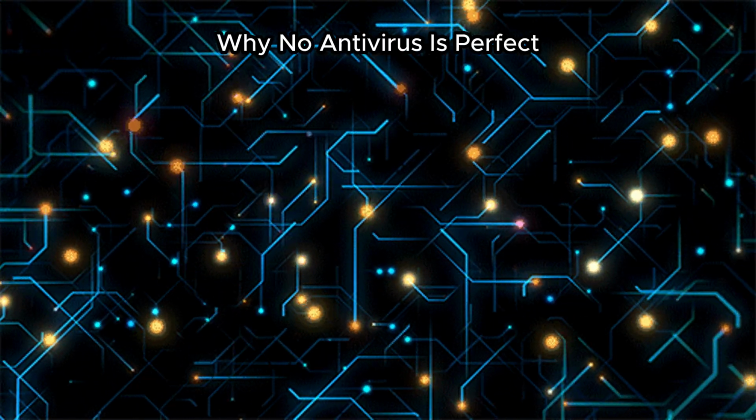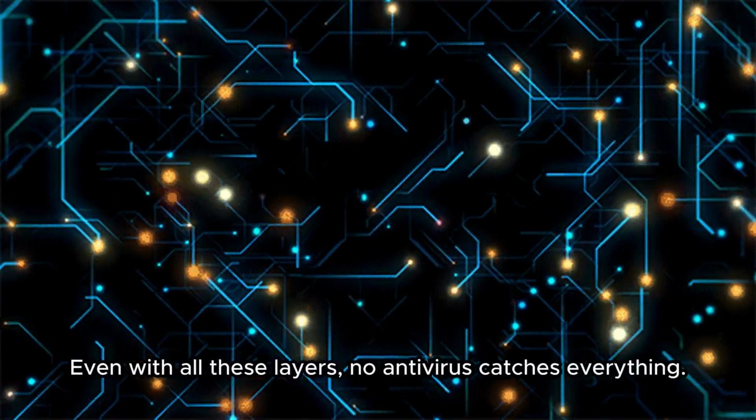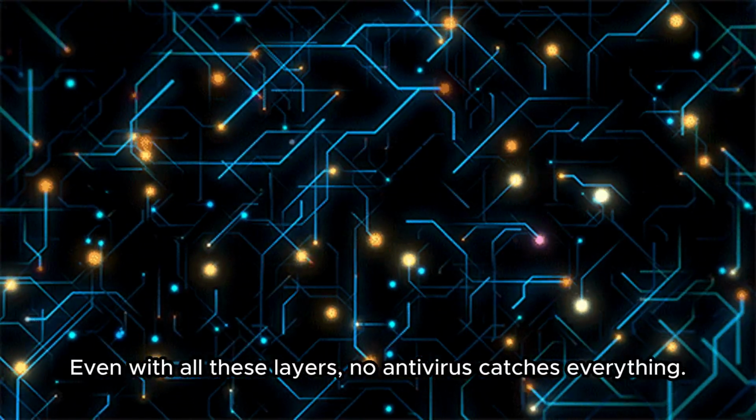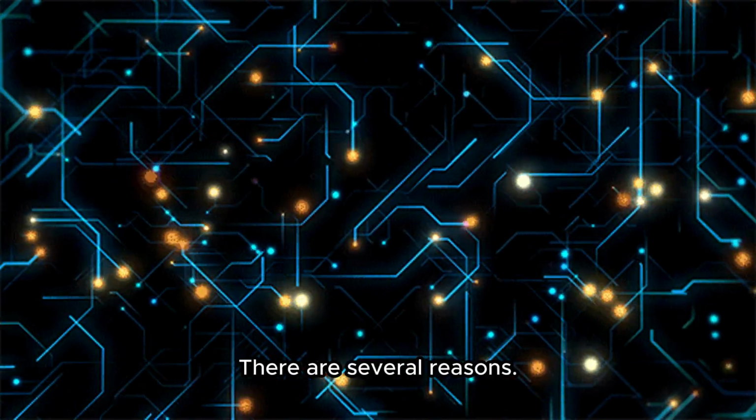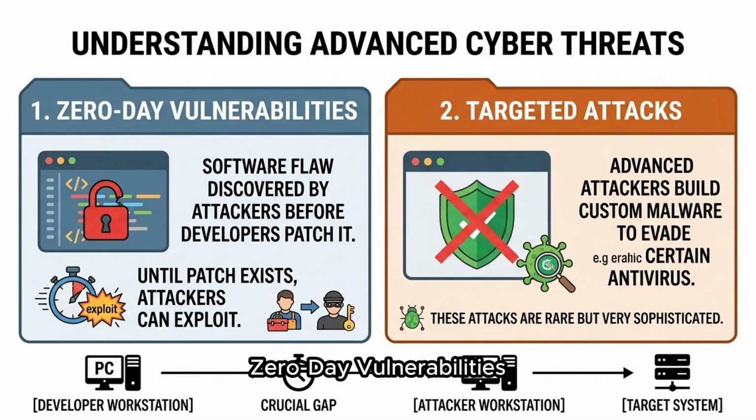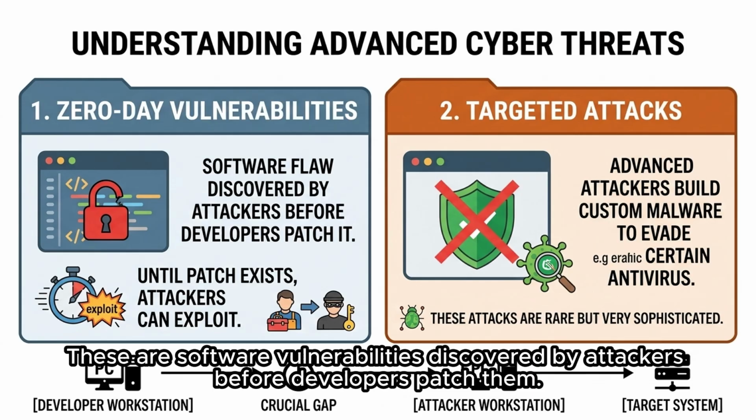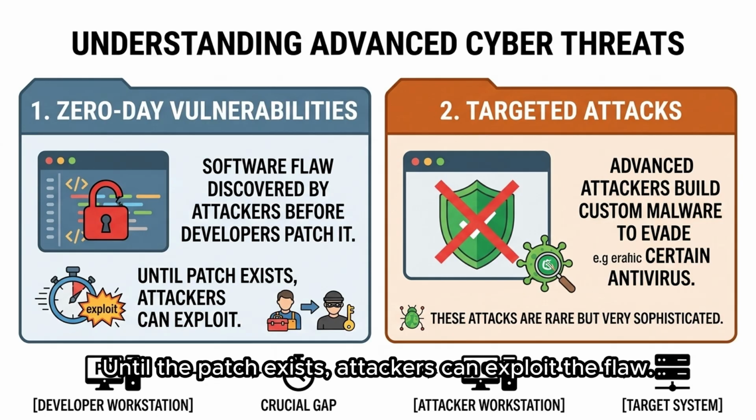Why no antivirus is perfect? Even with all these layers, no antivirus catches everything. There are several reasons. Zero-day vulnerabilities. These are software vulnerabilities discovered by attackers before developers patch them. Until the patch exists, attackers can exploit the flaw.